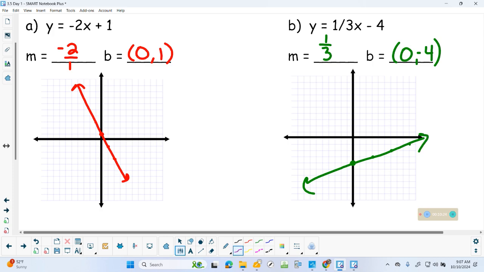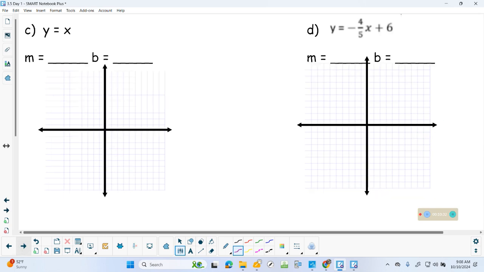Too easy. Any questions on that guy? Okay, 2 more. What is your slope on this one? 1, because you really have a 1 in front of x. And your y-intercept, there's no number in the back, so of course it's 0, 0. So we're going to start at the origin. Now, 1 in fraction form is 1/1, so rise 1, run 1. Up 1, right 1. Up 1, right 1.